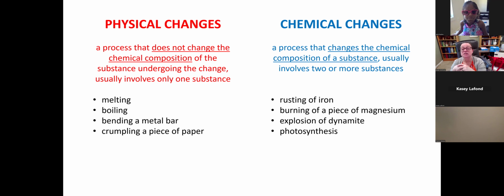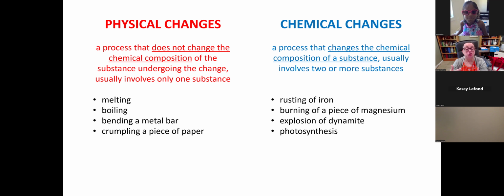The other side is chemical changes. So these are processes that do change what that material is made of. And again, usually involves at least two things getting together to have that change.